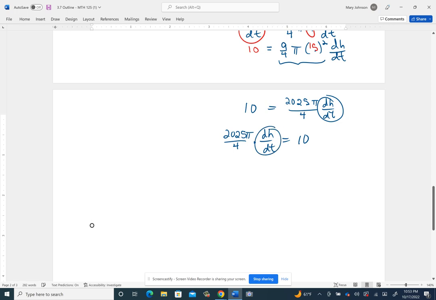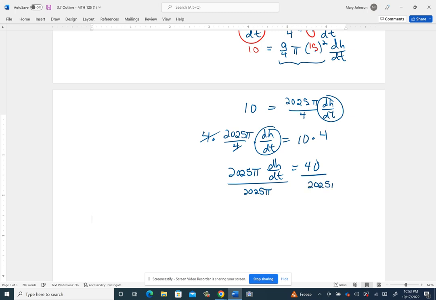So if I want this by itself, I could divide by 2025 pi. Actually, can I just show you the easier way so I don't have to get you to use a calculator? Just clear the denominator out, multiply through by 4. See how that's going to give you 2025 pi times the dh/dt is equal to 40. Then come back in and get rid of that 2025 pi on both sides. So the dh/dt rate would be 40 over 2025 pi.